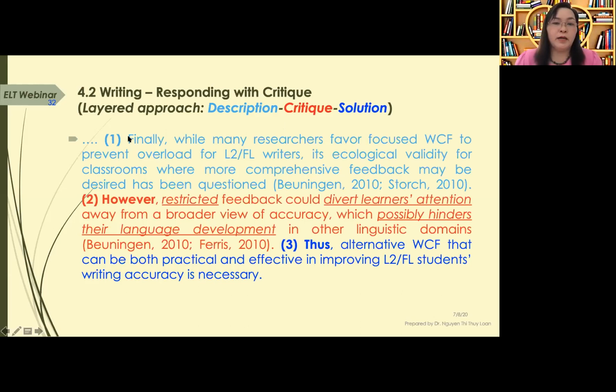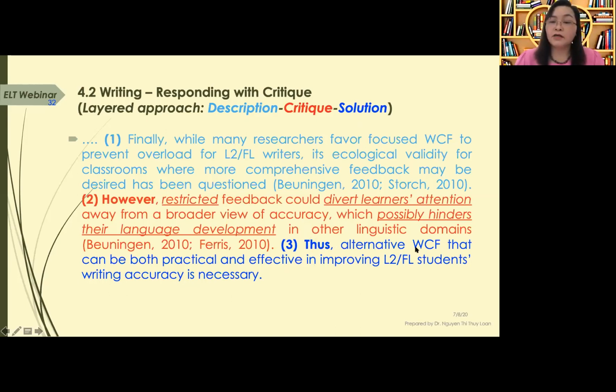For example, number one is the descriptive part, because the writer describes the current state of the literature on this topic. Okay, and then in the second part, the writer critiques it. But look at the words I underlined. They are negative words. It means that the writer comments on the current state of the literature with negative words, commenting on the weaknesses of the literature. And from that weakness, the writer comes up with the solution, and you can see the signal word here.